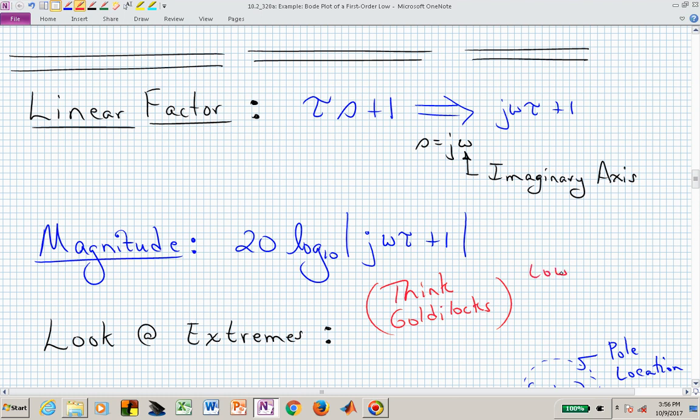So we may have a low frequency, we might have a high frequency, and we might have a frequency that we would maybe consider just right. And in this case, when we just have the one factor, linear factor, that's a function of frequency, this just right frequency is actually going to be our break frequency, or where the pole is.